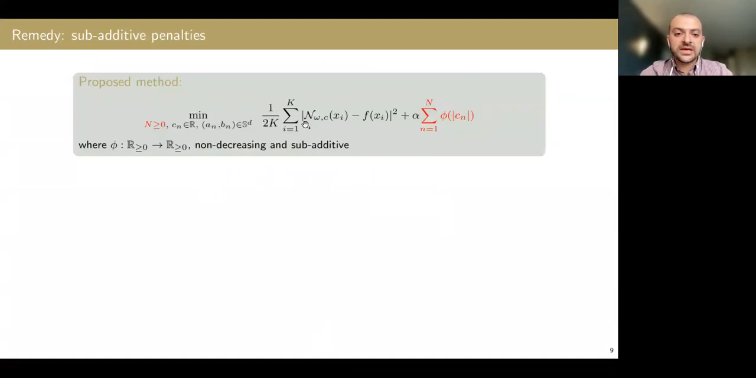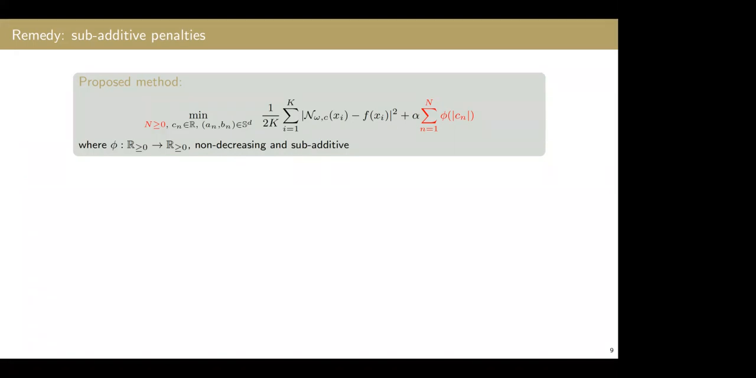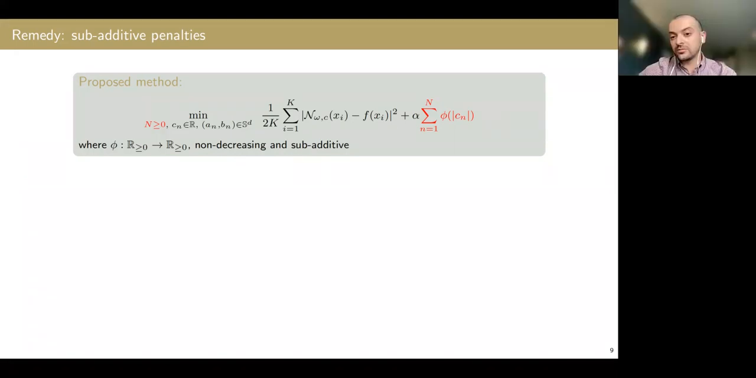We propose that instead of looking at the L1 norm, we take this function phi, which is non-decreasing. Basically everything stays the same. Simply, instead of the absolute value of c_n, we add this function phi. Phi is non-decreasing but sub-additive. So instead of being additive, it is sub-additive. Again, the problem with the L1 norm was its additivity, because it could have easily split the L1 norm into two pieces and be okay. The L1 norm wouldn't change.